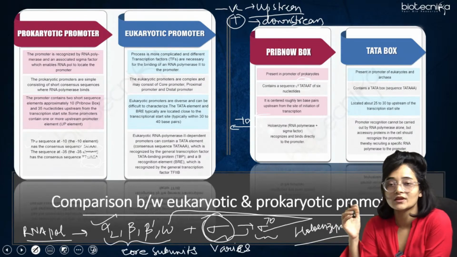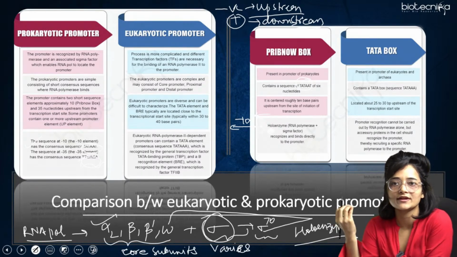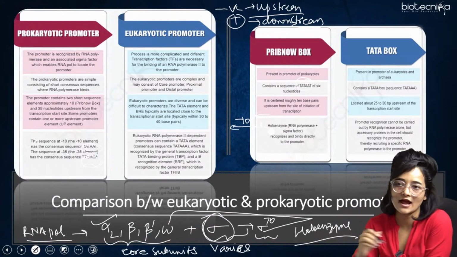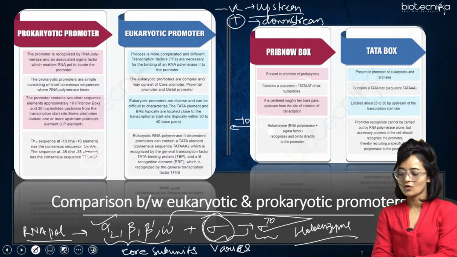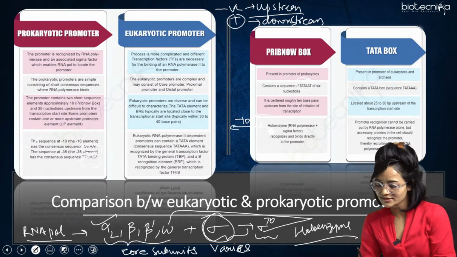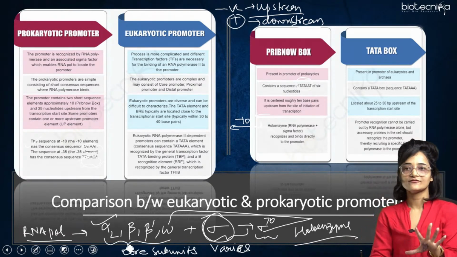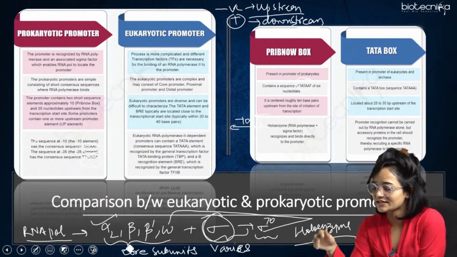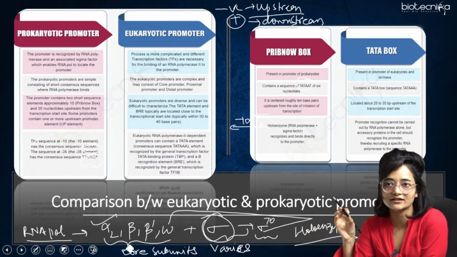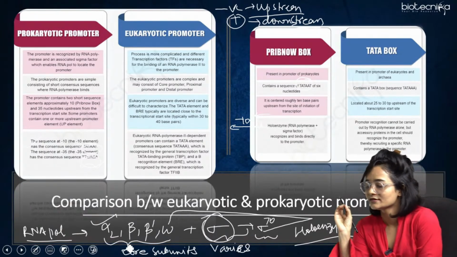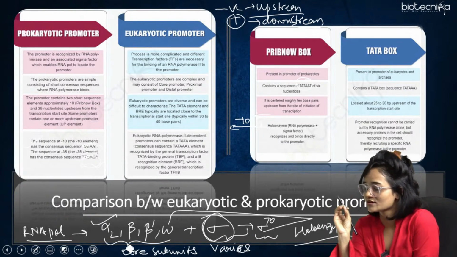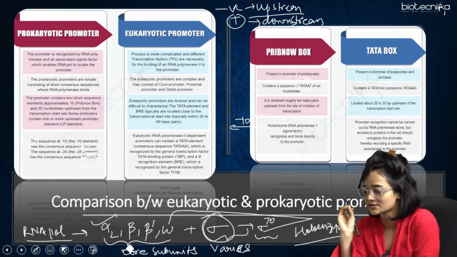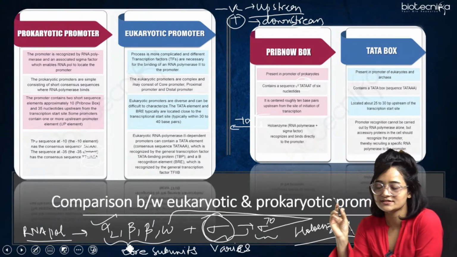Then coming to the holoenzyme RNA polymerase. In the holoenzyme, there is the core enzyme consisting of 5 subunits plus a sigma factor, right? This holoenzyme recognizes and binds directly to this particular region of the promoter, the TATA box. Then what is the TATA box? In case of eukaryotes and archaea, the TATA box is present. It consists of the TATAAA sequence. The sequence is different here.